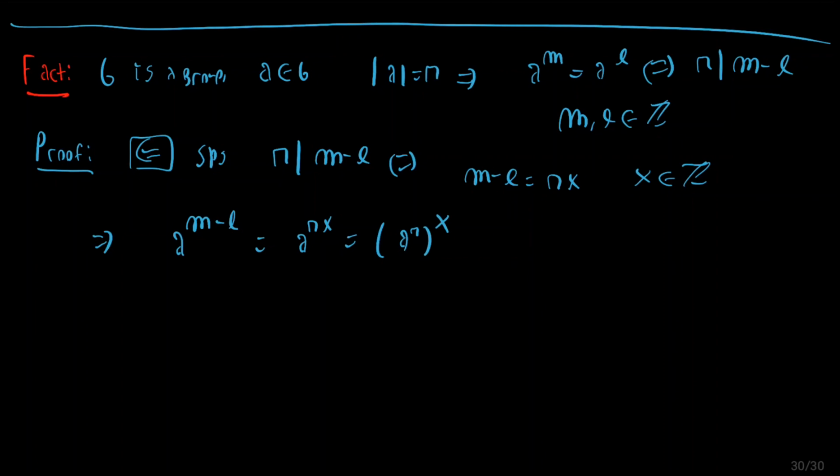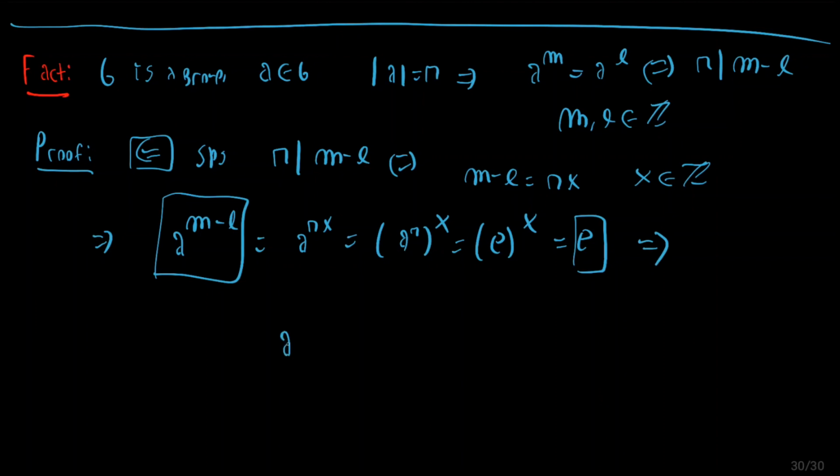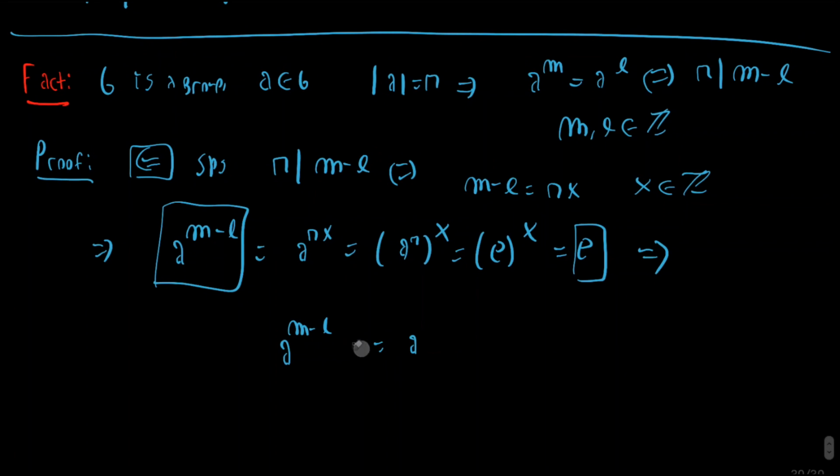Okay, but a to the n is the identity, and so this is equal to the identity to the power of x, but the identity to the power of x is just the identity. So now we have this relation here. Now multiplying both sides by a to the right L times will yield a to the m minus L times a is equal to a, but this just becomes a to the m minus L plus 1, then a to the m minus L plus 2, a squared, dot dot dot, up to the point of having a to the m minus L plus L, which is equal to a to the L.